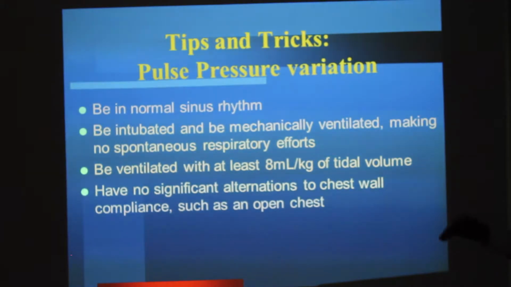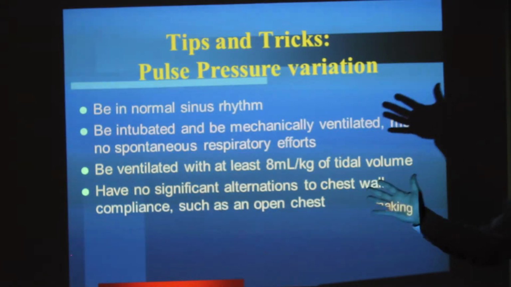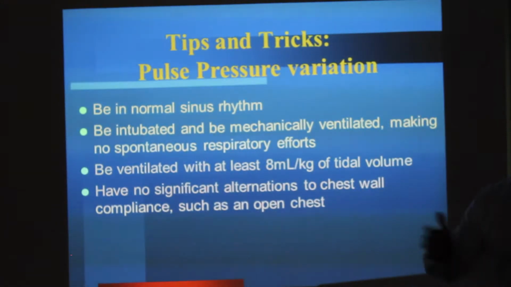It won't work. Tidal volume has to be at least 8 cc per kg. This is where the study comes in. So if you have an ARDS patient at 6 cc per kg, you might not get good data. You might need to consider going up a little on the volume to get the effect of the positive pressure on the RV and the LV. Also, the patient should not have an open chest, it won't work that way.